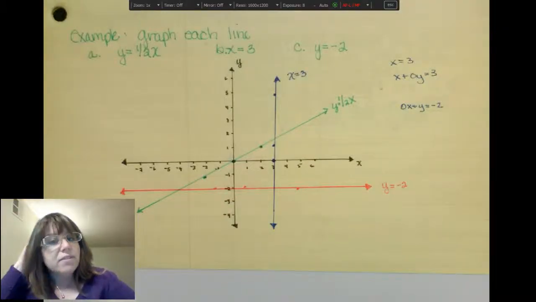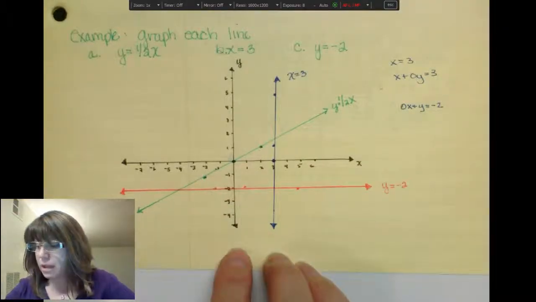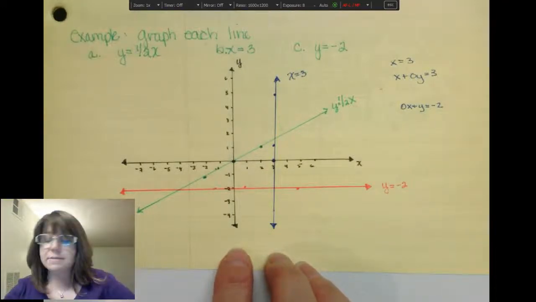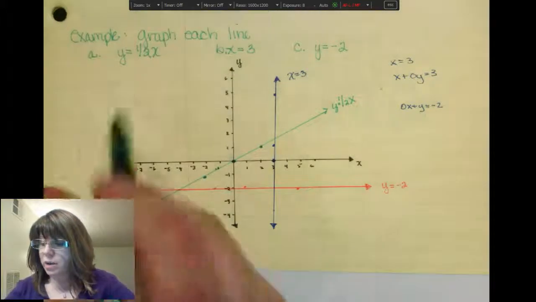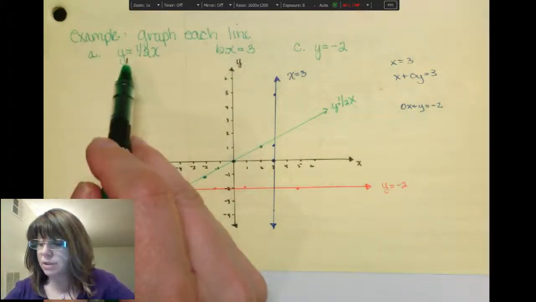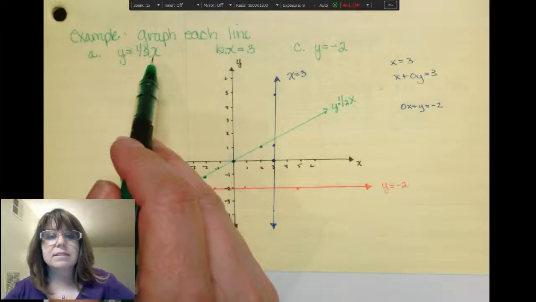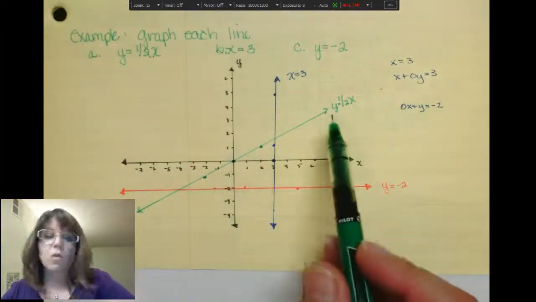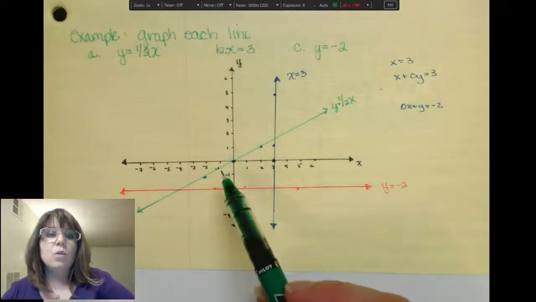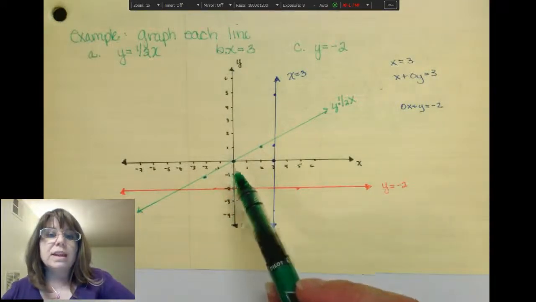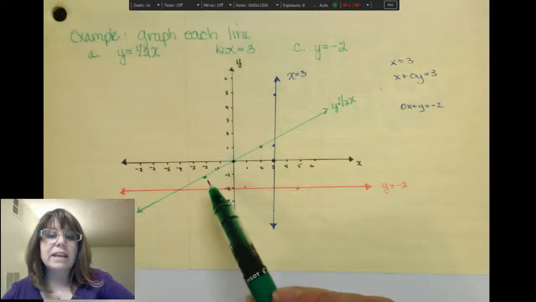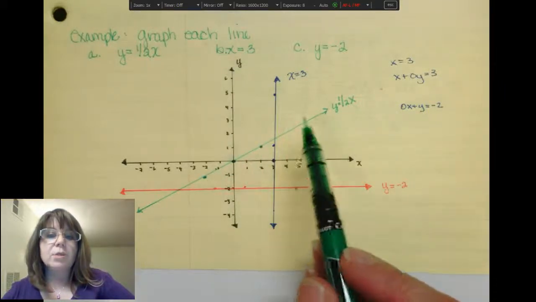Now I have graphed 3 lines, and these 3 lines are actually very special lines. The first one is the equation y equals negative 1/2 x. So I just chose 3 points on the line and I graphed it. Off to the side I said, when x is 0, y is 0. When x is 2, y is negative 1. When x is negative 2, y is 1. With those 3 points, I plotted it.